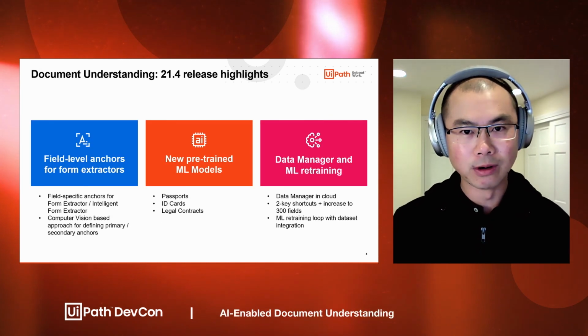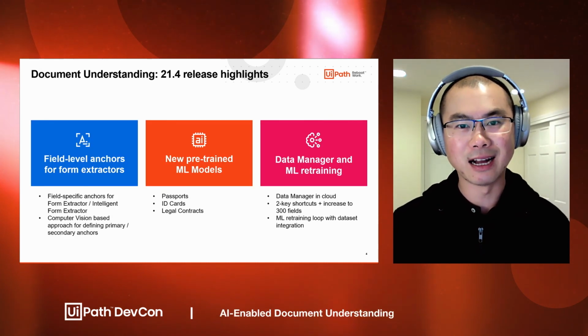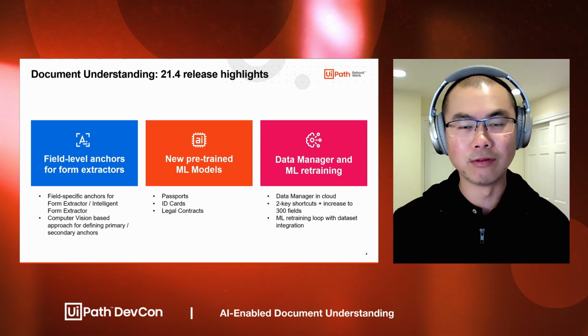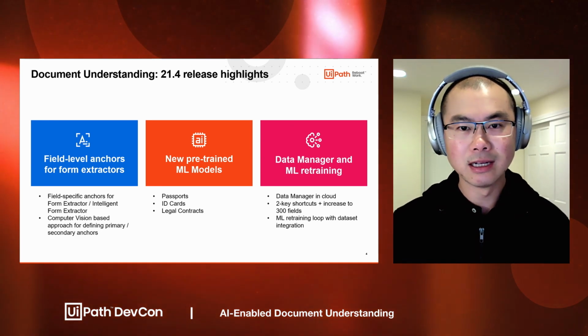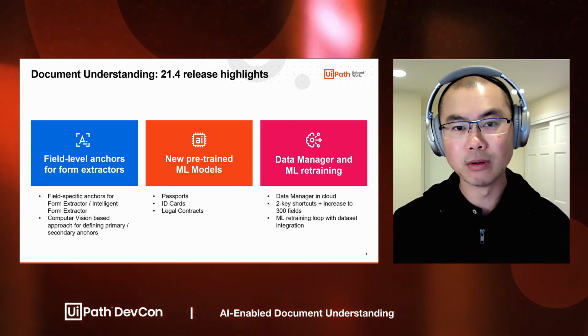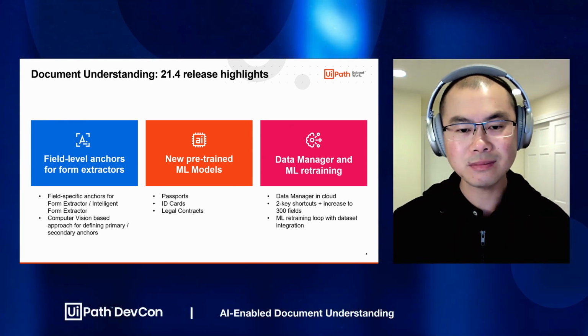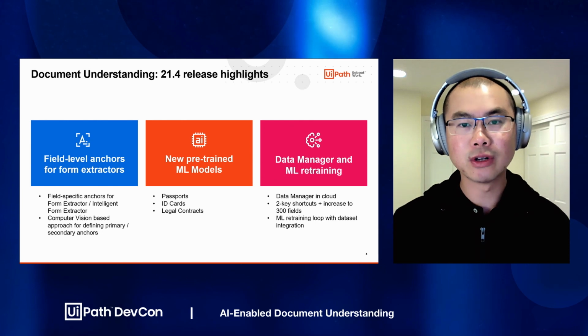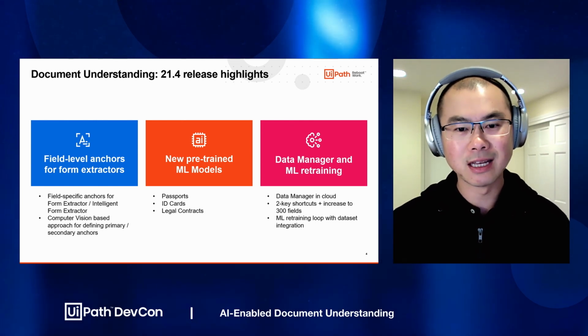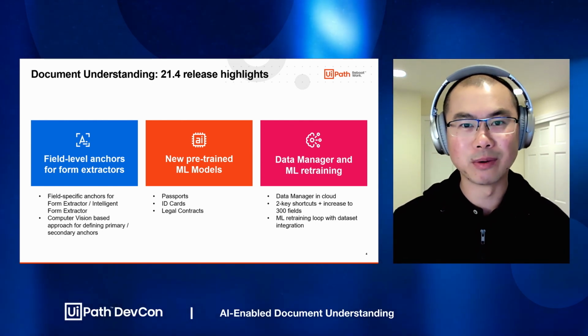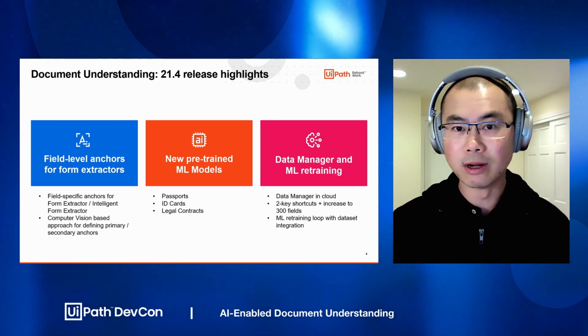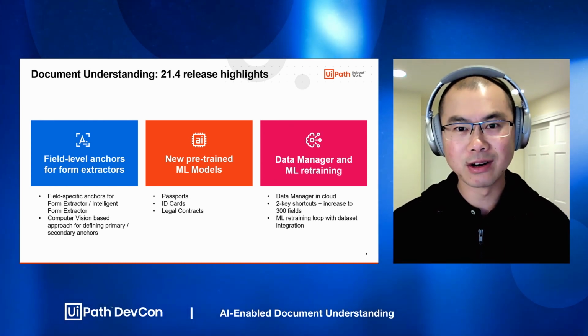So for 21.4, there are really three big areas that we want to highlight as new areas of investment and capability. The first is around field level anchors for our form extractor experiences. This is using computer vision based approaches to define specific anchors for each individual field. The second is around pre-trained models for machine learning models. And we have a couple new ones that we're bringing out to the market. One around passports, one around ID cards, and another around contracts.